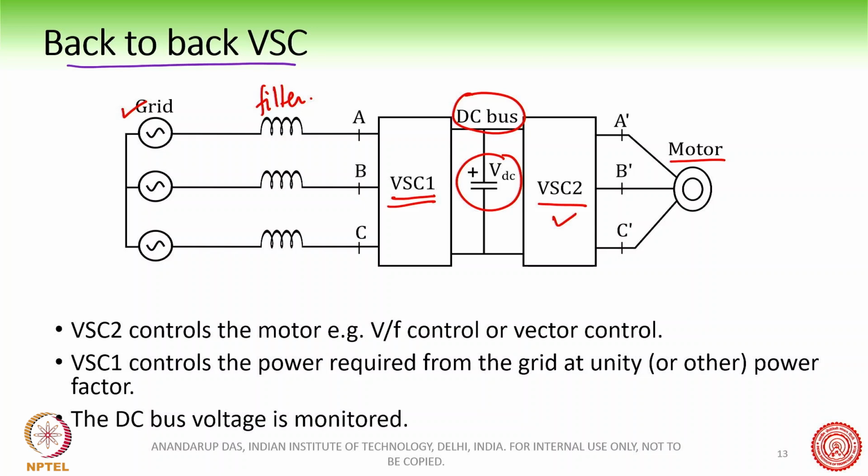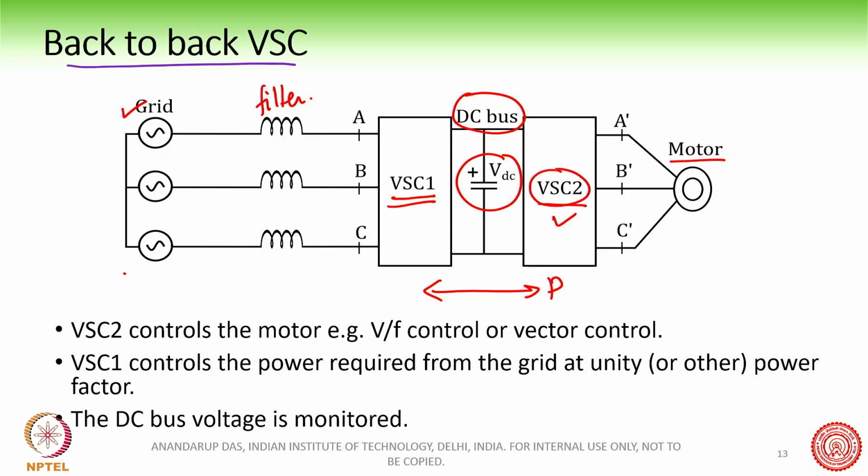Okay, in motor drive applications, you have a grid, so the energy can flow both ways. Okay, from the grid into the motor, or from the motor during regeneration into the grid. So the energy can flow. But how does this thing work? Suppose we look into the VSC2.